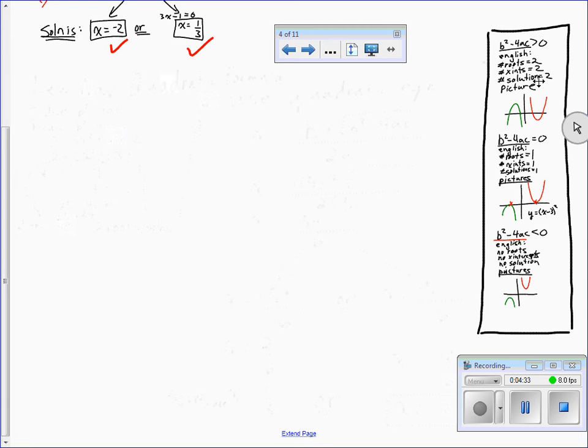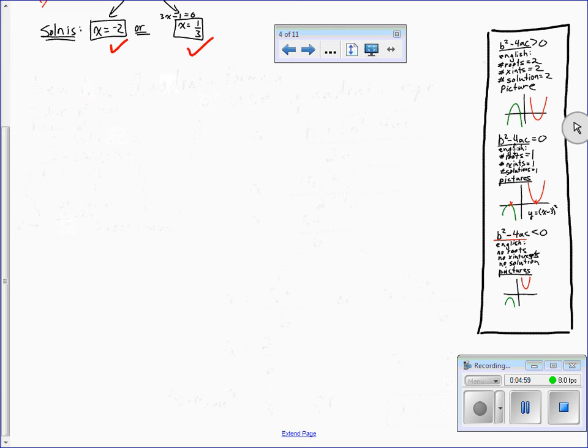So if you take a look, b squared minus 4ac is greater than 0. In English, we mean that there are two roots. The number of x-intercepts is 2, and the number of solutions is 2. Now, when we draw the picture, you're going to see that you have a parabola opening up that has a vertex below the x-axis. And if a parabola is opening down, the vertex is above the x-axis and forces us to have two solutions.